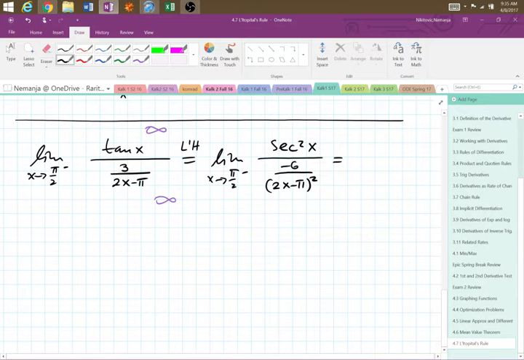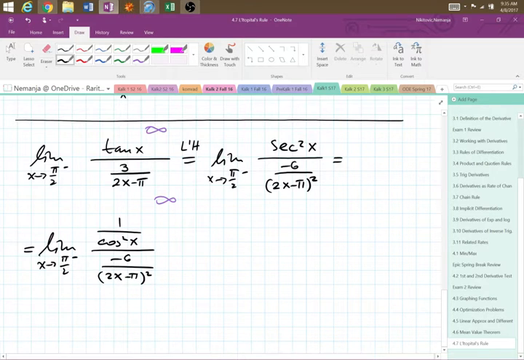which further, using just algebra, we are going to write as 1 over cosine squared x divided by negative 6 over 2x minus pi squared. And if we do more algebra to take care of the double fraction, I will put 2x minus pi squared on top and negative 6 cosine squared x on the bottom in the denominator.